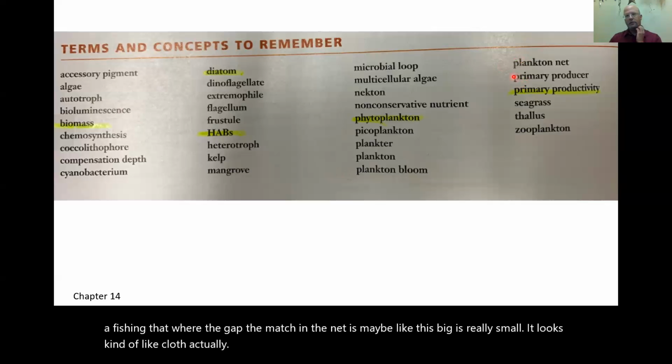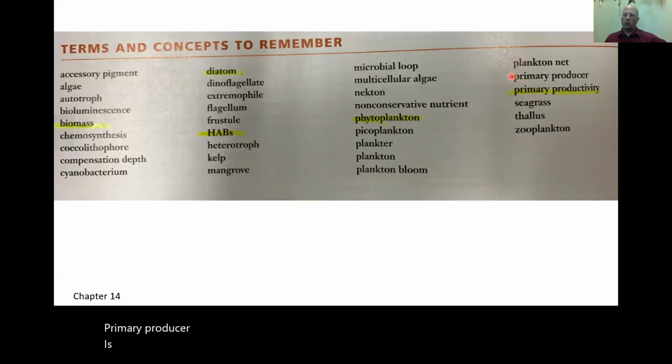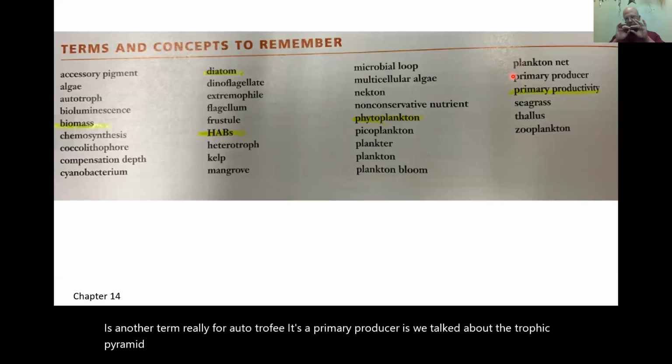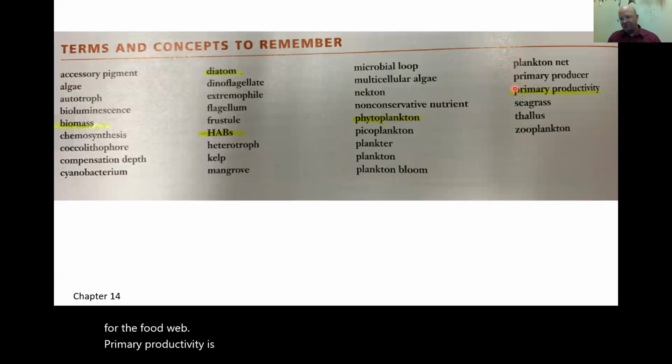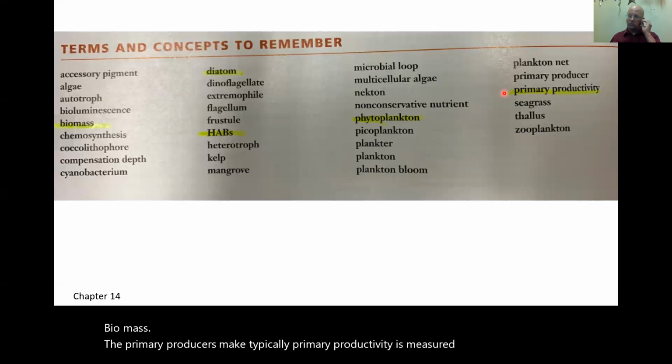Primary producer is another term really for autotroph. We talked about the trophic pyramid in chapter 13. Primary producer is the bottom of the pyramid, right? It's the foundation for the food web. Primary productivity is how much carbon, essentially biomass, the primary producers make. Typically, primary productivity is measured over time. So, you know, month, day, year, whatever time you're using.